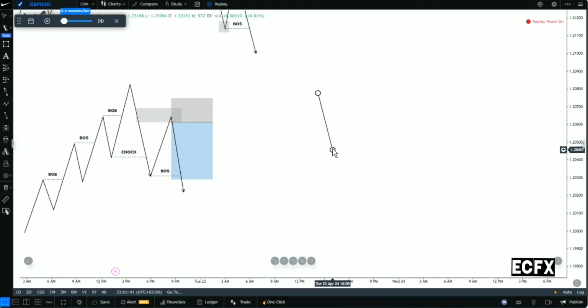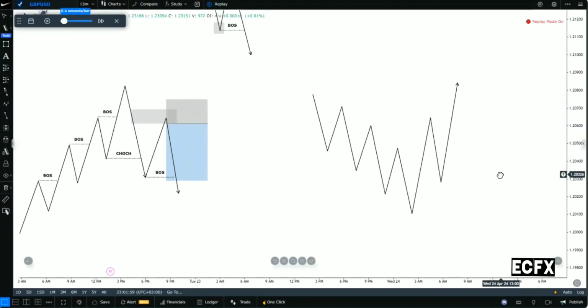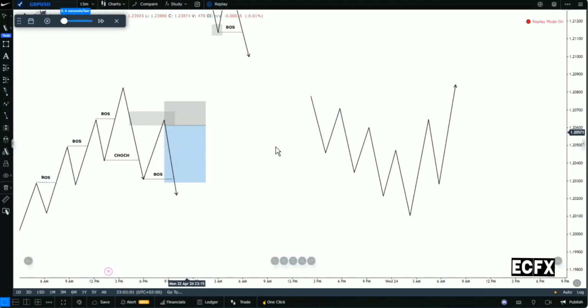So push to the downside, push to the upside, push to the downside, push to the upside, push to the downside, push to the upside, and then we have our market shift or a change of character, right? For now, let me just mark out the breaks of structure.